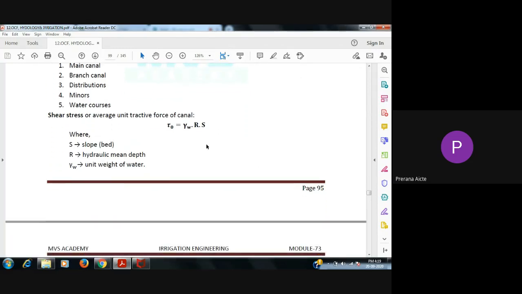So shear stress tau naught equals gamma w into R into S. Yes, that is the general formula. So S equals bed slope, R equals hydraulic mean depth, or hydraulic radius, that is equal to area by wetted perimeter, A by P. So gamma w equals unit weight of water.